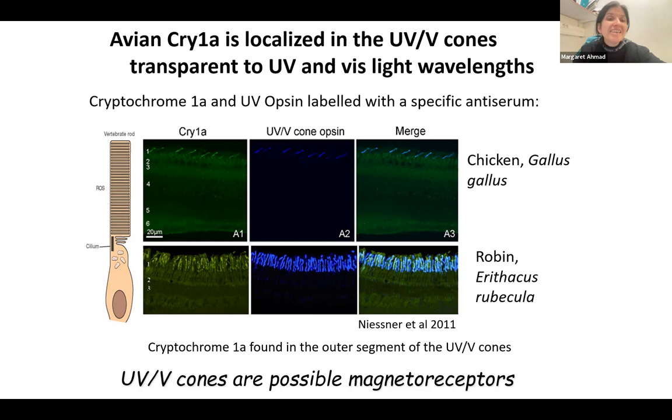And in the upper panel, Cry1A, the green fluorescence is due to an antibody that specifically stains Cry1A. Now, in the middle panel, they are staining opsin, UV vis cone opsin. So this is an opsin that is specific to the UV vis cone. And in the last set merged, which looks turquoise, it means that both of these receptors are in the exact same location. It puts the Cry1A exactly in the right photoreceptor cell for magnetic sensitivity. And that is not the case for Cry4. Next.